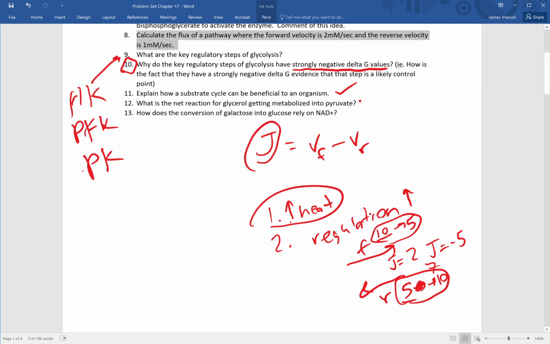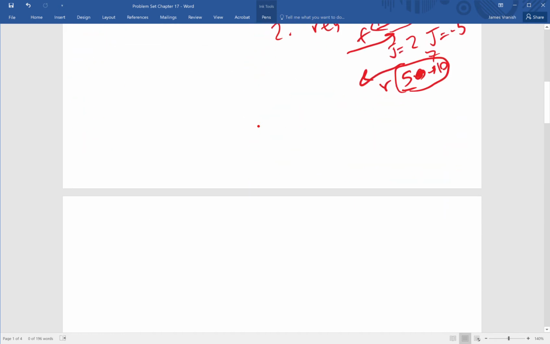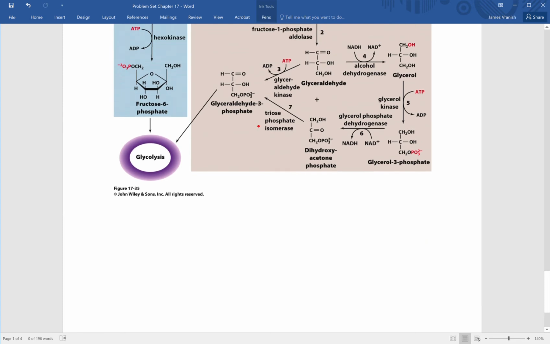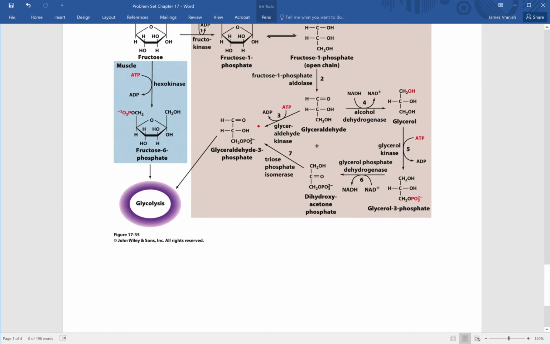Now, question number 12. All right, this one's a little bit hard. Hopefully, you guys were looking at the other metabolism of other sugars section of the chapter in order to find some help with this. The question is: what is the net reaction for glycerol getting metabolized into pyruvate? So we're going to go down to the spot of the chapter where we have glycerol. So here's our glycerol right here.